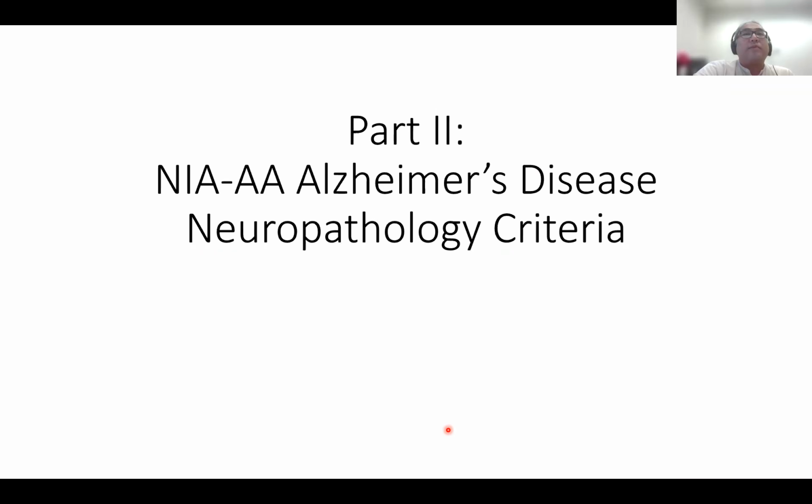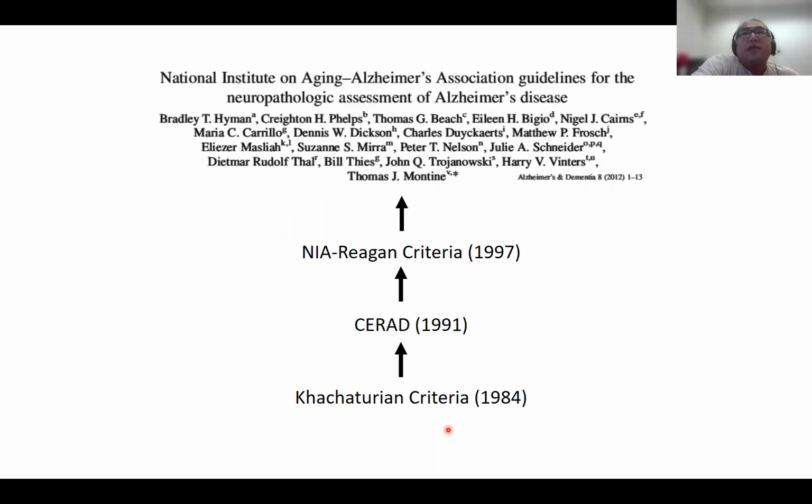We'll talk next about how we use all these lesions that we're identifying to determine how much Alzheimer's disease pathologic change you have. That's the NIA-AA, National Institute on Aging and Alzheimer's Association criteria for diagnosing Alzheimer's disease. Just to back up, there have been many different versions of the Alzheimer's disease neuropath criteria. This is the most recent one, which came out in 2012.